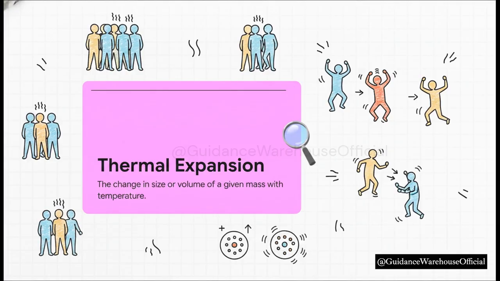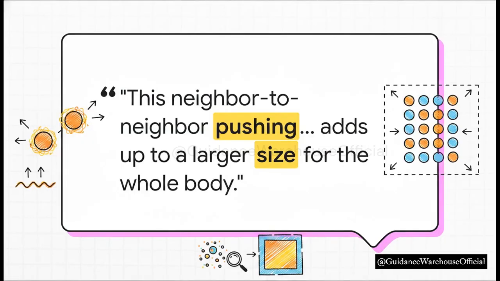Well, that is exactly what happens at the atomic level. When a material heats up, its atoms get this big surge of kinetic energy. They start vibrating and, essentially, dancing rapidly. Our source text actually captures this perfectly. Quote, "This neighbor-to-neighbor pushing results in a slightly greater distance and adds up to a larger size for the whole body." So it's this tiny microscopic change between individual atoms, but when you multiply that by trillions and trillions of atoms, the entire object physically grows in size.